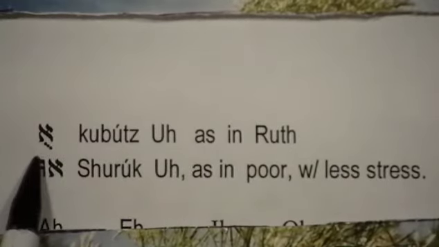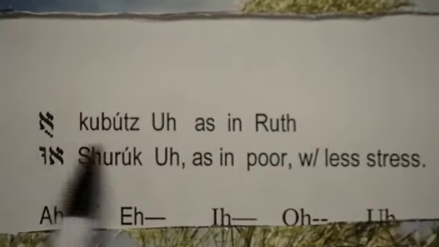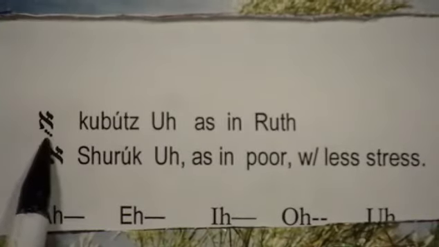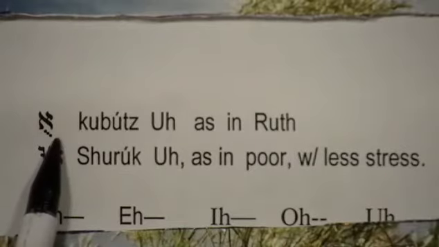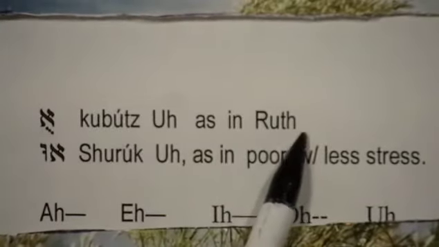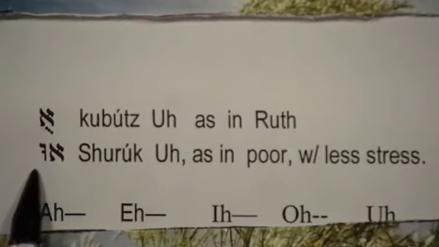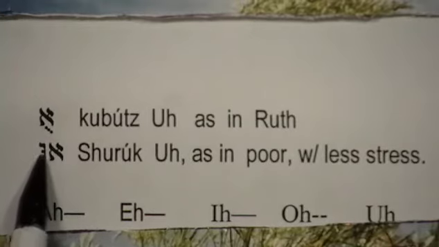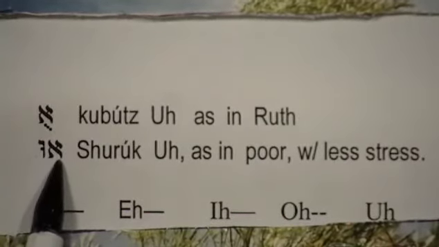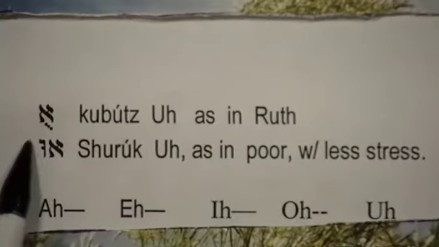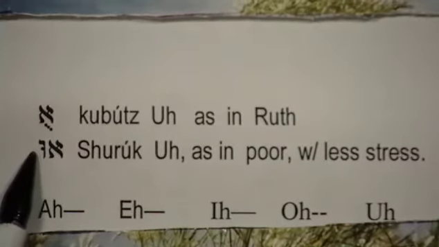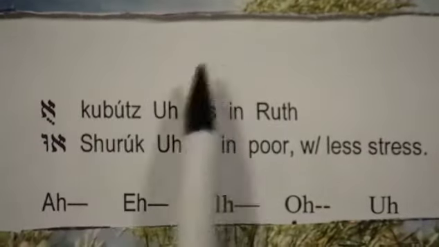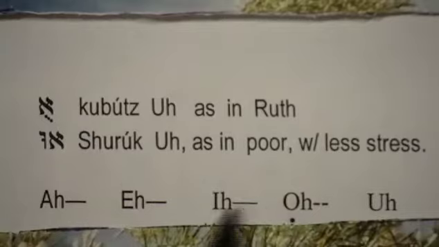We have for the sound of U, vowel U, kibbutz, 3 dots diagonally, sounds U as in Ruth. We have the shuruk. When you see any letter, besides aleph, with a vowel and a dot in the middle, this is shuruk, and it sounds U, but it's less stress than the other one.